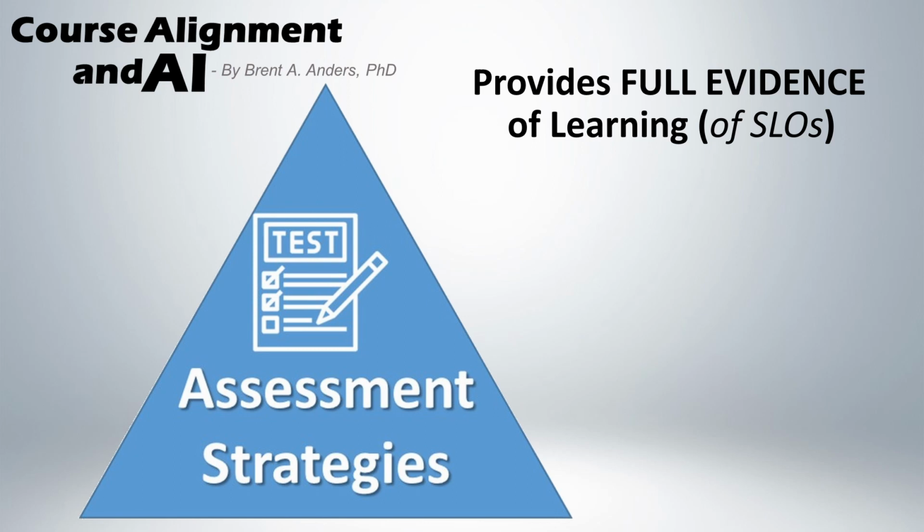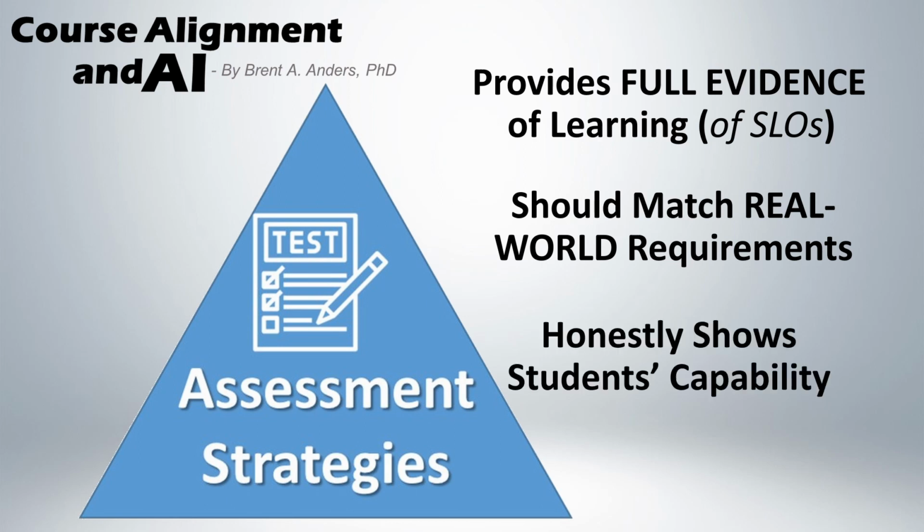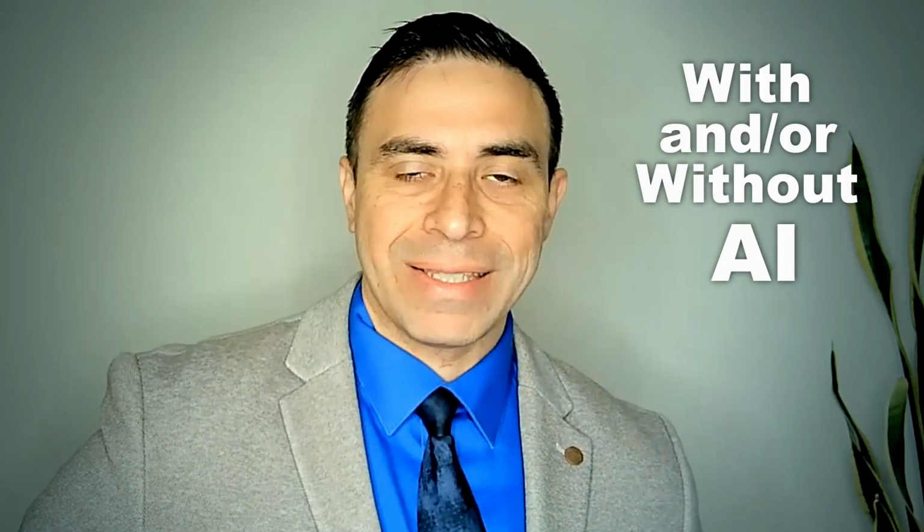Whenever we do these assessments, as much as possible, it needs to match the real world requirements. If I'm training someone to be an engineer, they need to be able to gain the skills needed, the capabilities needed in order to be an engineer in real life. And this needs to honestly show the students' capabilities. In showing the students' honest capabilities, we should be considering whether that's with AI or with not AI. And there I say and or, because yes, we want to develop that student's basic skills in whatever topic, whatever field. They need to have that foundation of being able to do things on their own.